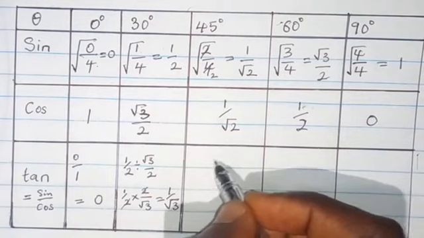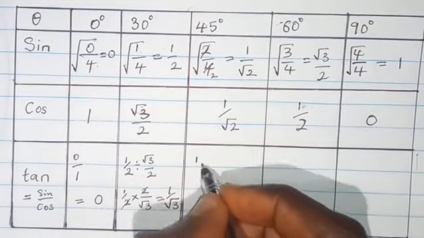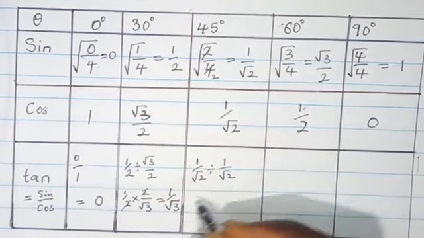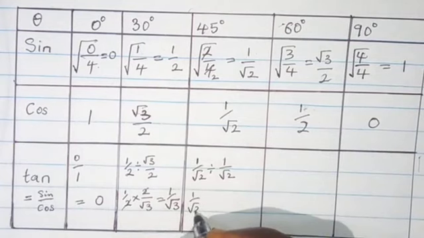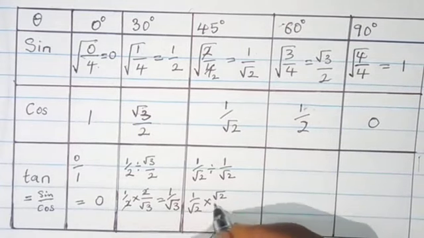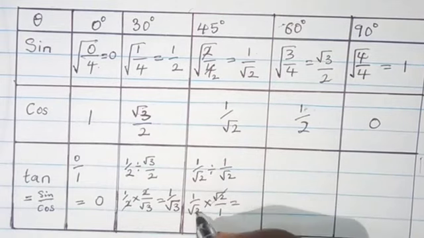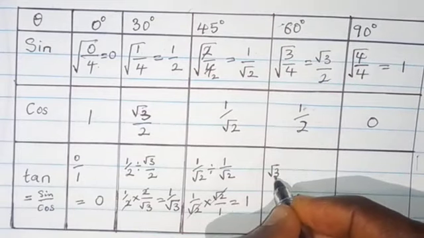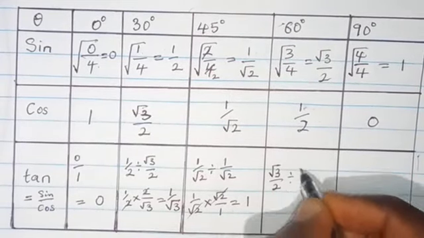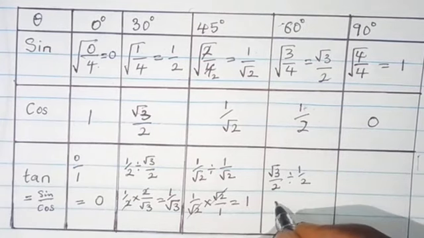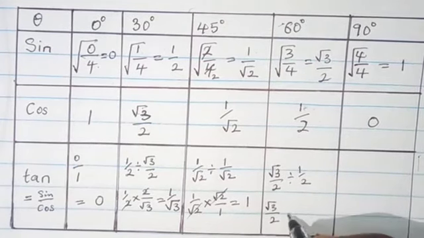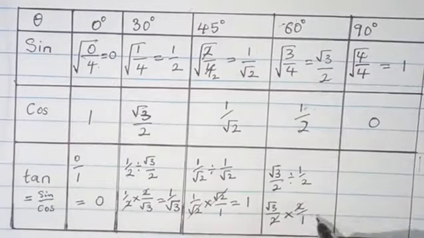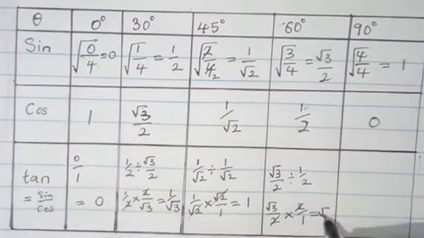And for this one, we have 1 over square root of 2 divided by 1 over square root of 2. So the value of this one is definitely 1, because the fraction is the same thing. So 1 over square root of 2 multiplied by square root of 2 over 1. So the square roots of 2 cancel each other, so we have 1. And for this one, square root of 3 over 2 divided by 1 over 2. So we have square root of 3 over 2 multiplied by 2 over 1. 2 cancels 2, so it is left with square root of 3.